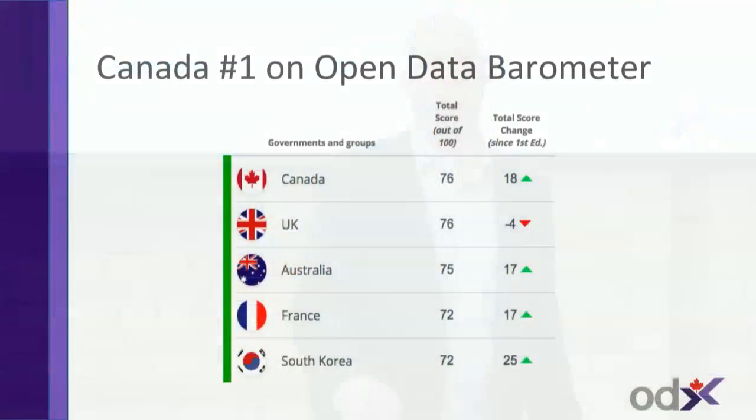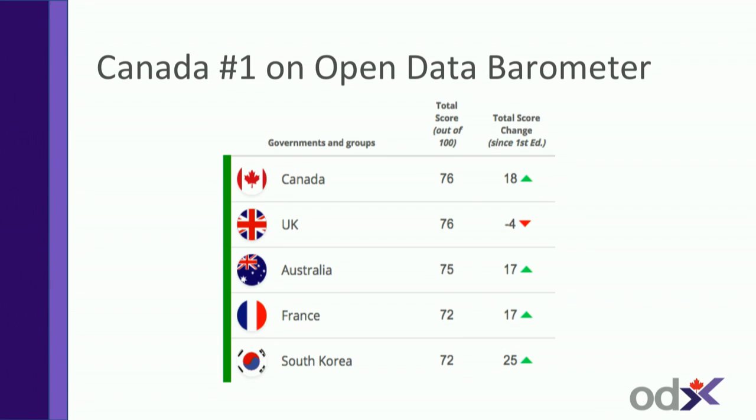And much like in hockey, in open data, we're number 1, too. So the Open Data Barometer is a measurement of 30 governments around the world that have all signed on to the Open Data Charter. It basically measures them on a number of different factors in terms of how they are doing as it relates to opening up data and generating usage of this data.